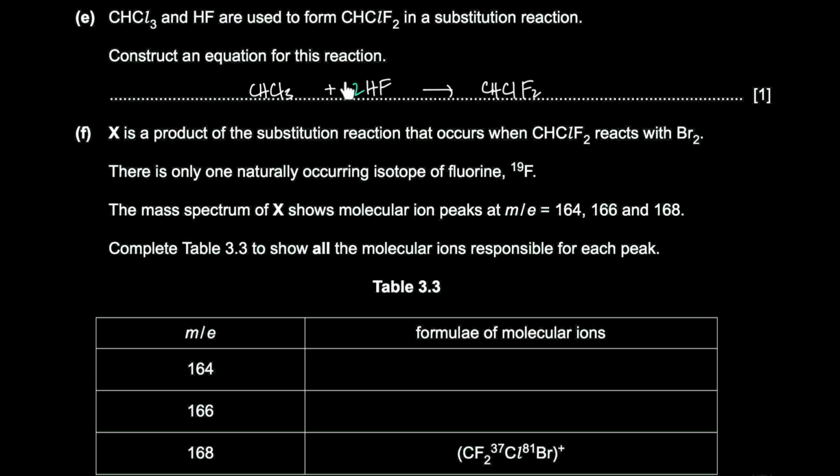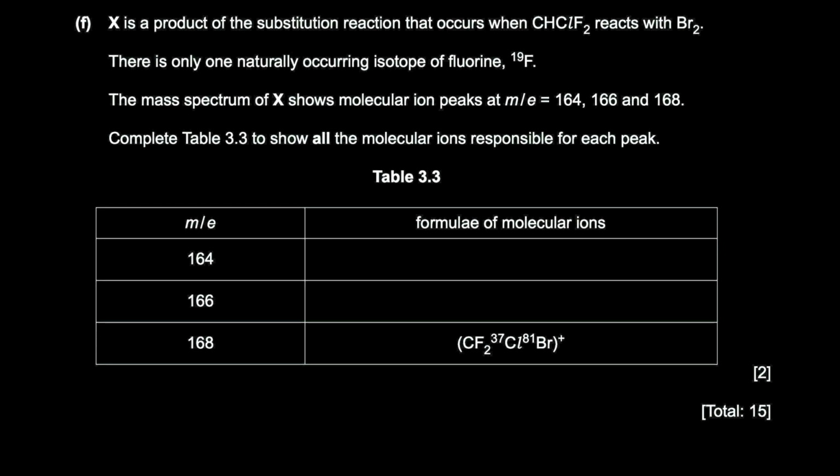And then we're removing two chlorines. So we have 2H and then 2 Cl's. So we get 2 HCl. So that would be the balanced equation. Again, two fluorines, so we need 2 HF, and the two hydrogens combine with the two chlorines that are removed. So we get 2 HCl.